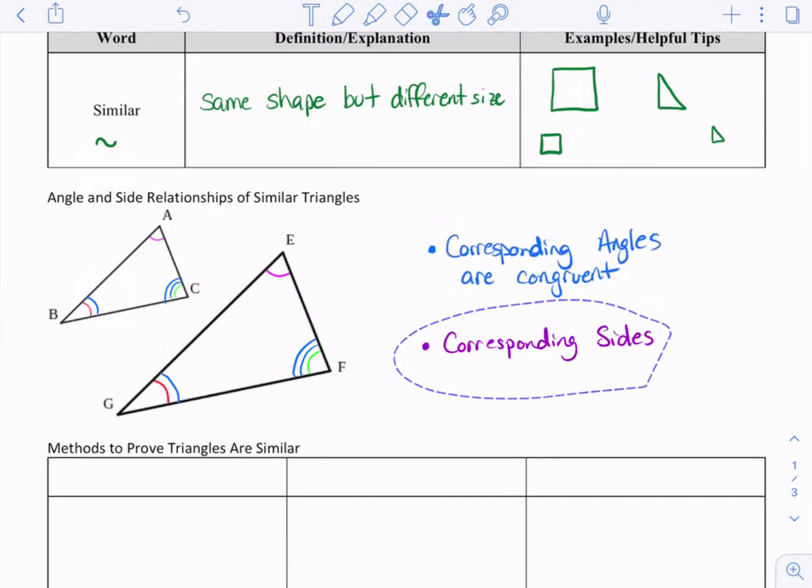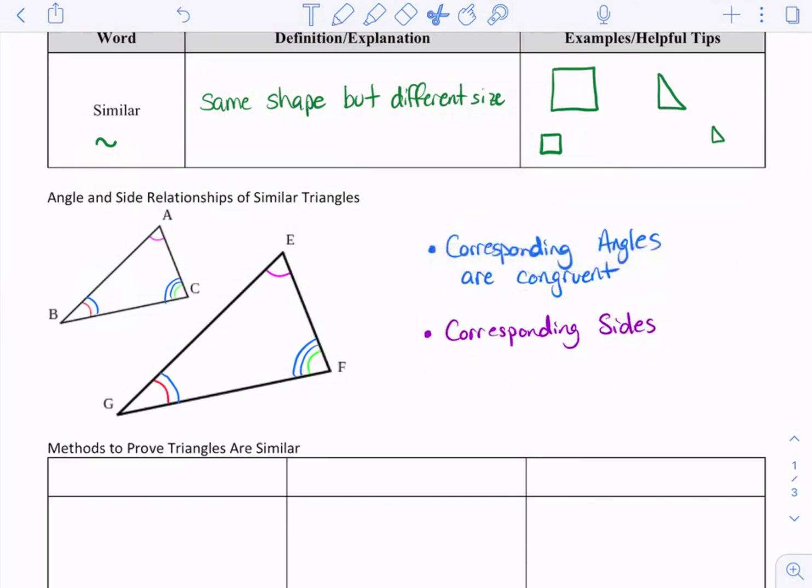The second thing now, notice, are the sides congruent? Are they the same in length, the corresponding sides? They are not. So we say that the corresponding sides are in proportion. Or I like to say in the same ratio. Now, what does that mean?